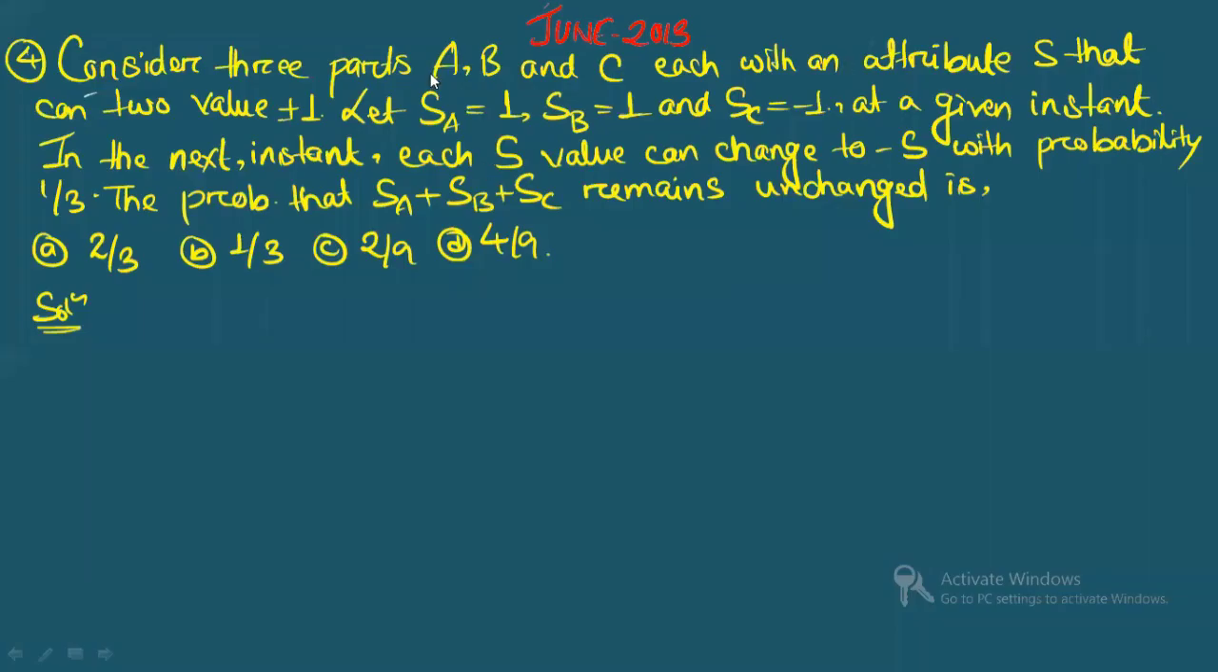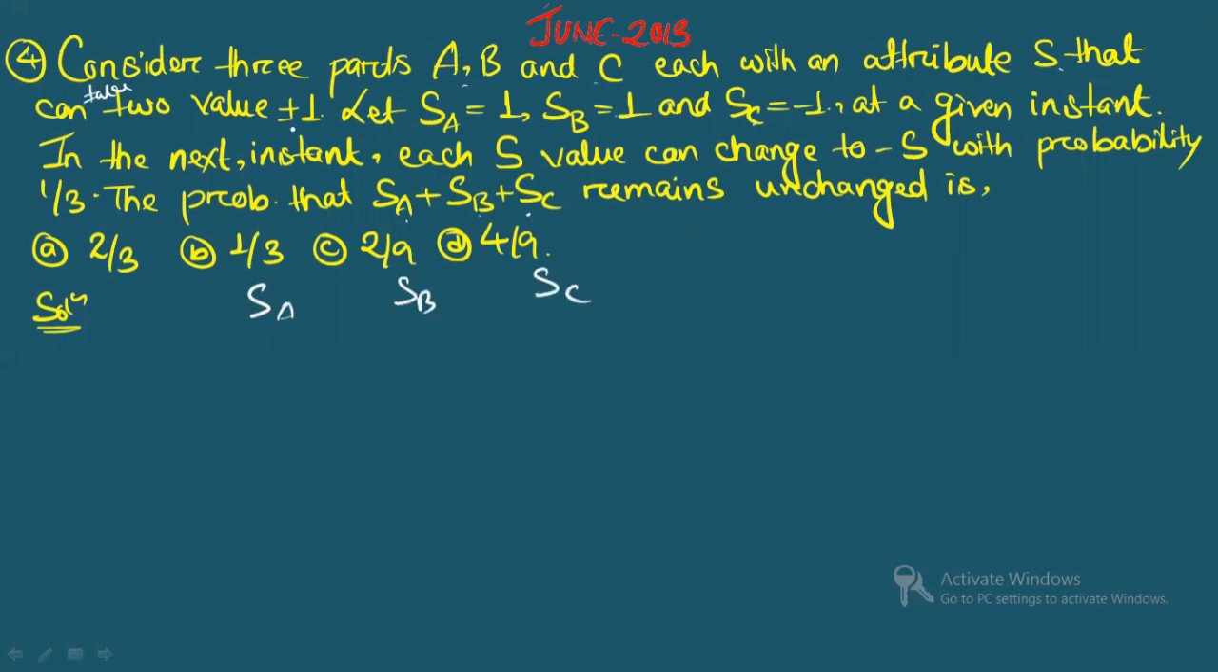What it is said here: consider 3 parts A, B, and C with an attribute S that can take, here 'take' is missing, the value plus or minus 1. Let SA equal 1, SB equal 1, SC equal minus 1 at a given instant. In the next instant, each S value can change to minus S with probability 1/3. So the probability that SA plus SB plus SC remains unchanged is what? The question is very simple. We have 3 parts A, B, and C, and the attributes are S, so you can write this as SA, SB, and SC.